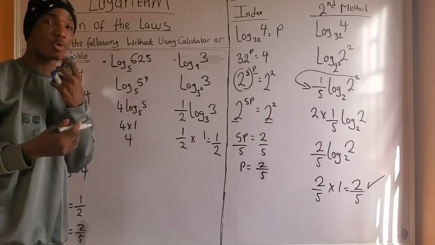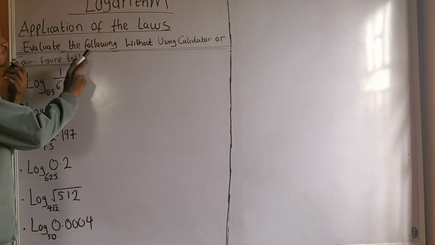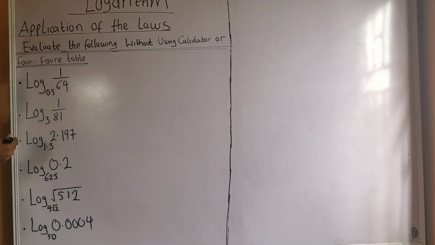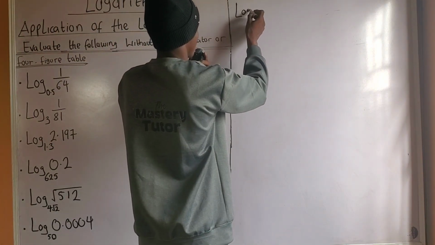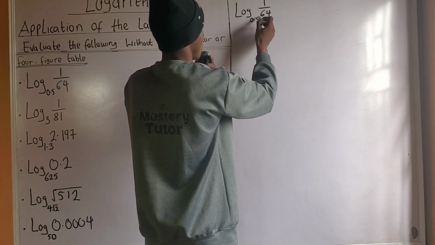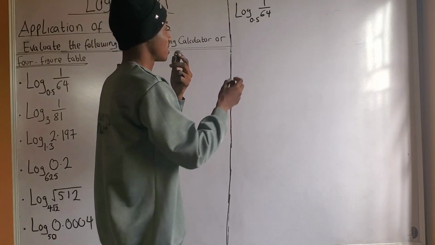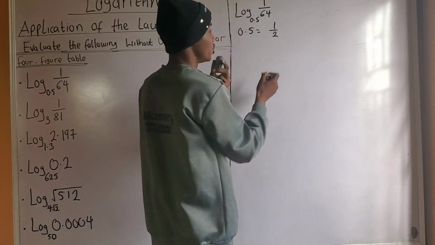Okay, so let's look at more questions on logarithm. We are asked to evaluate the following without using calculator or 4-figure table. The first question we have is log 1 over 64 base 0.5. Now, the first thing that I would like you to understand is that 0.5 can be written as 1 over 2.